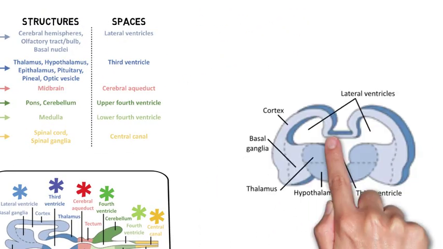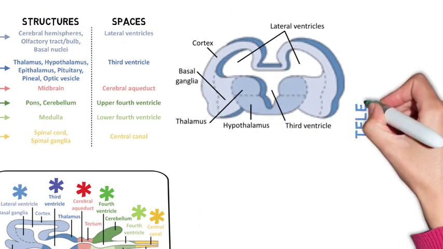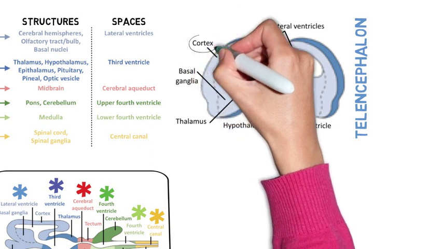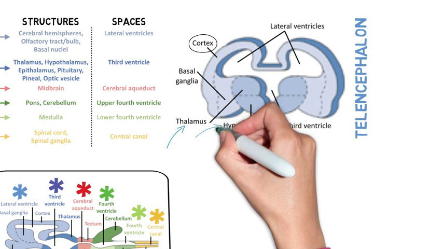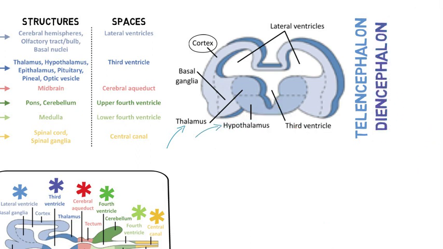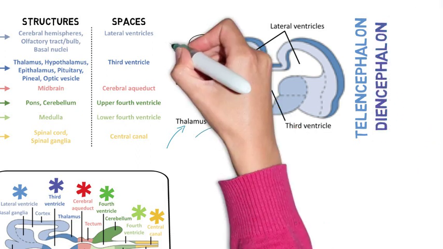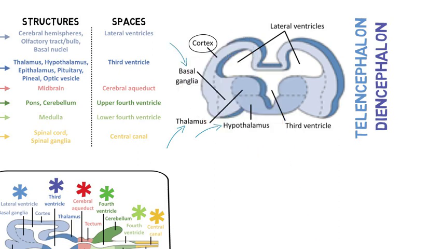As development proceeds, the telencephalon swells and grows posteriorly and laterally to create the cerebral hemispheres that envelope the thalamus and hypothalamus of the diencephalon. The basal part of the wall of the telencephalon thickens to form the basal ganglia.